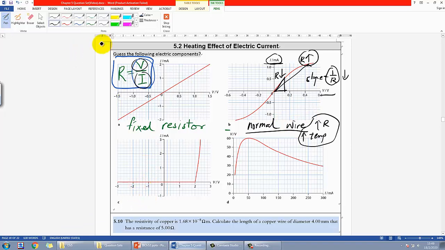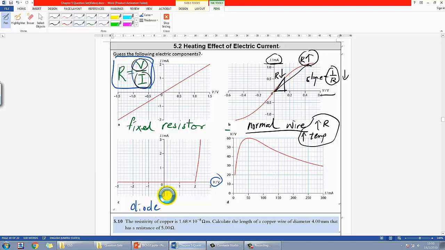For part C, it is actually quite easy to recognize, because you can see that when current is negative, there's nothing. Or I shouldn't say current, I should say voltage. When voltage is negative, there's no current, and only when voltage is beyond 2 positive, then you can have some current. And this is a property of the diode.